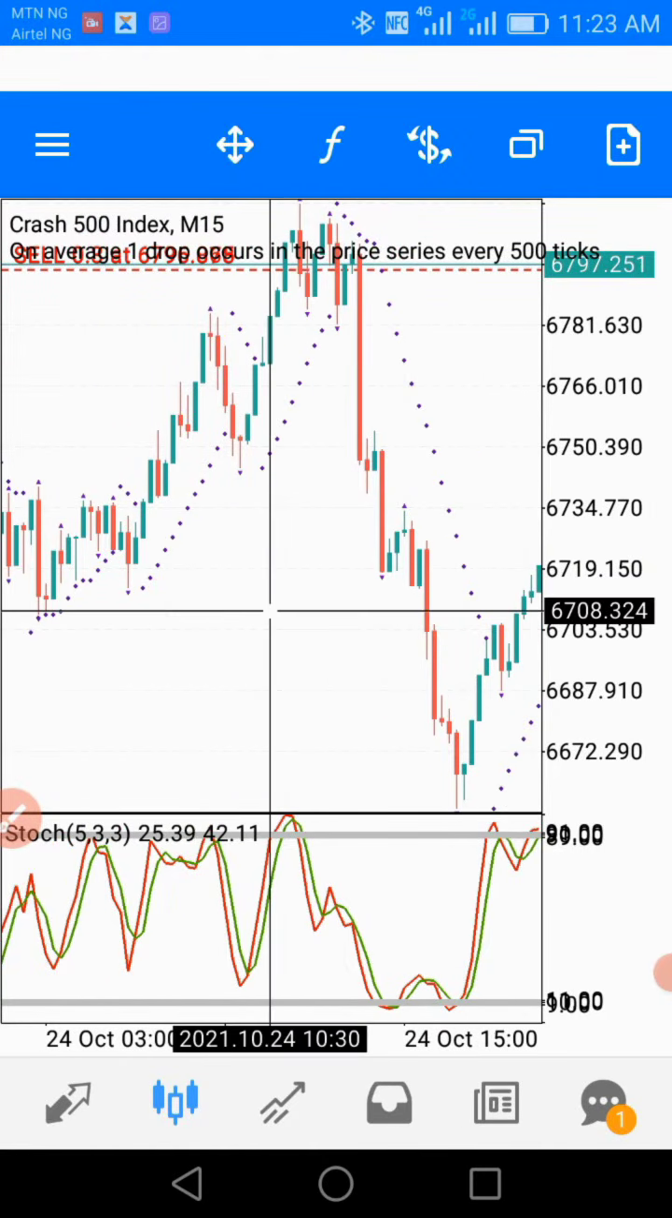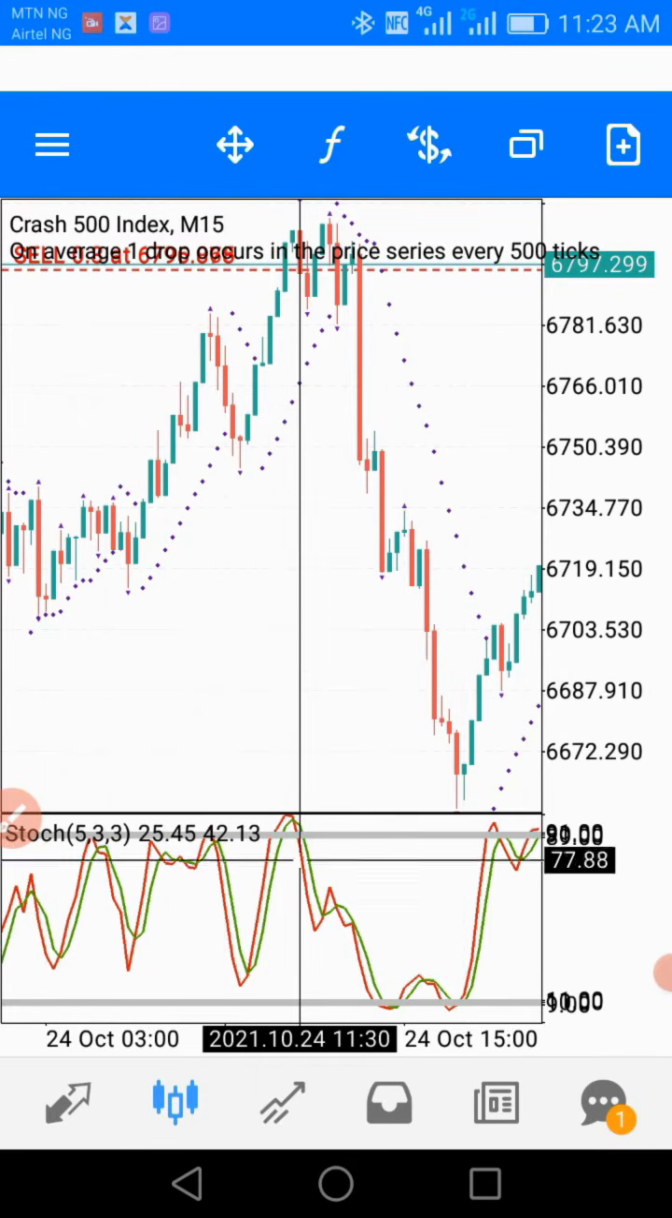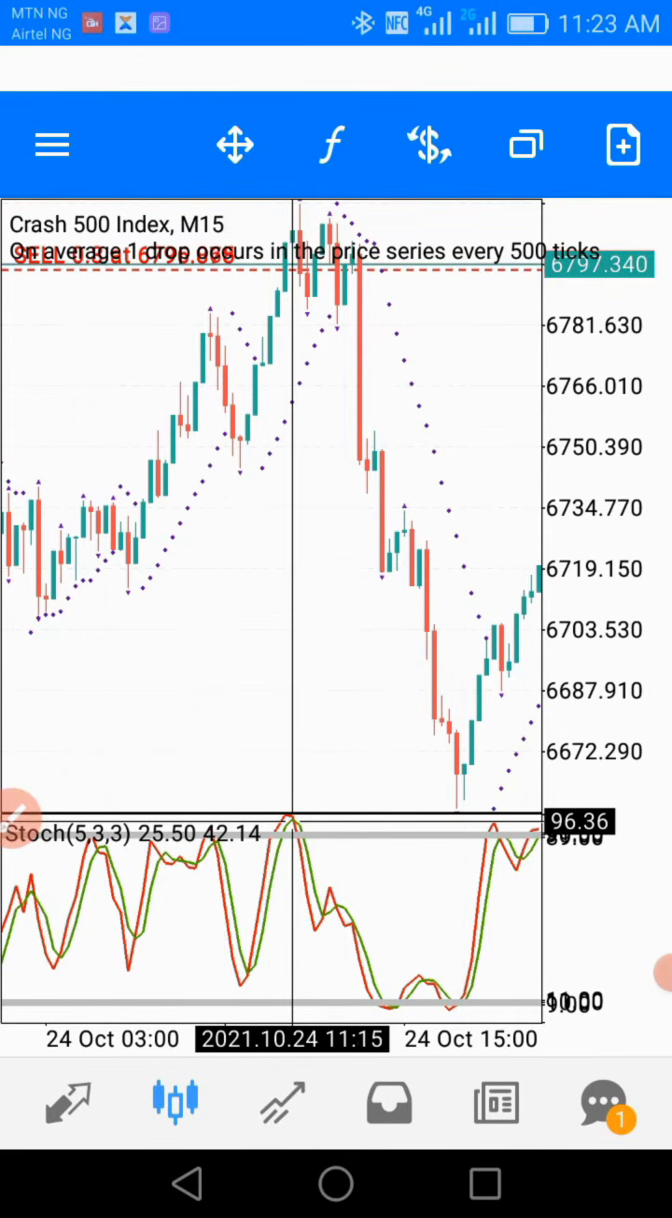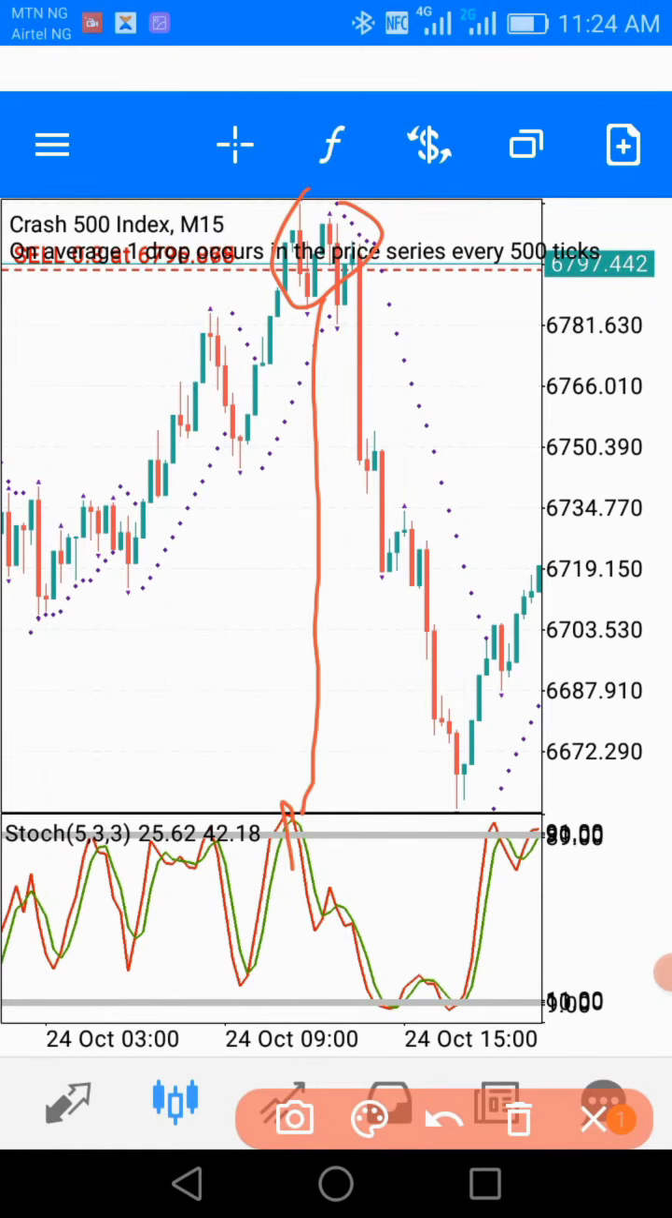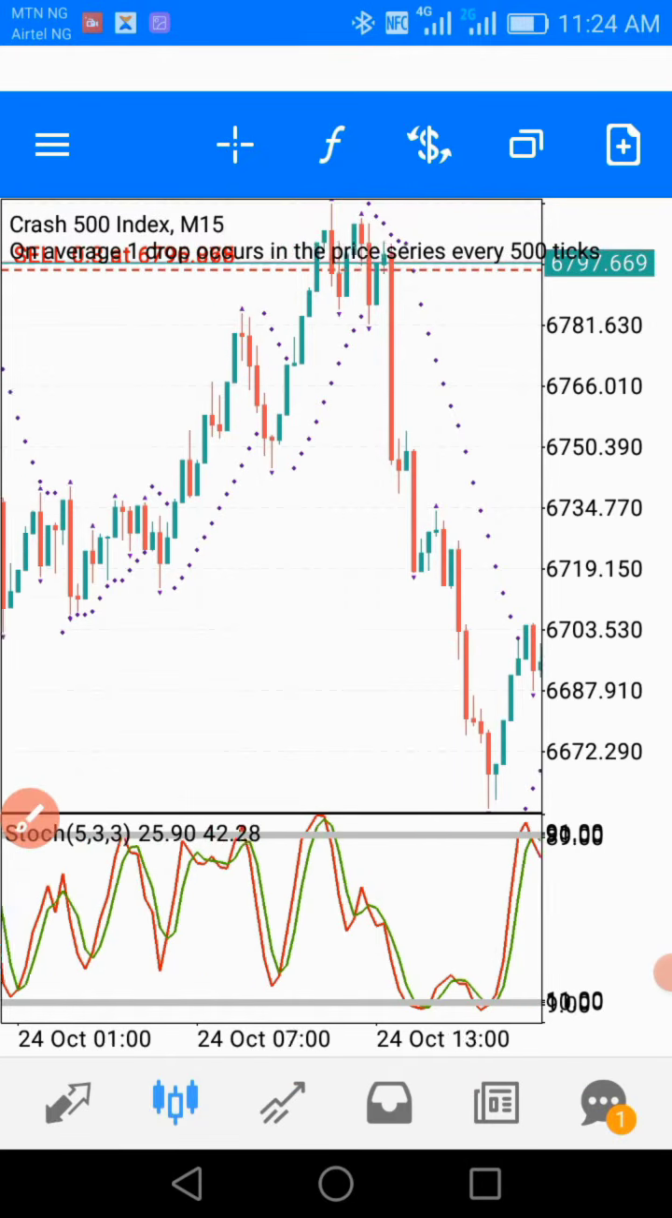Take a look at this. Look at the crossing where the red line crossed the green down at the indicator window. Now look at the corresponding price on the main chart at the overbought level, and look at what happened next. It crashed down. Where is our exit? Our exit is this: when the red crosses the green moving up, then we exit the market.